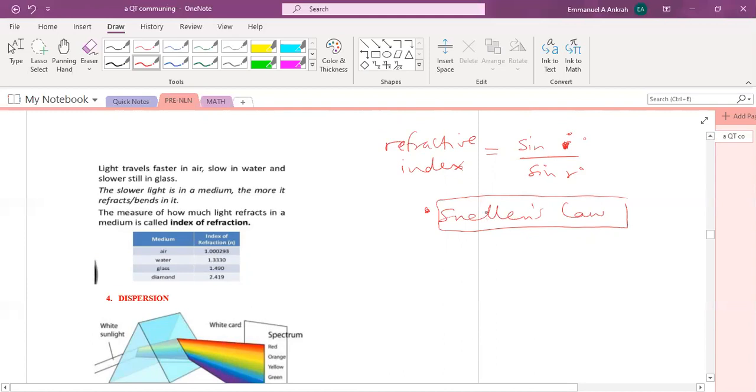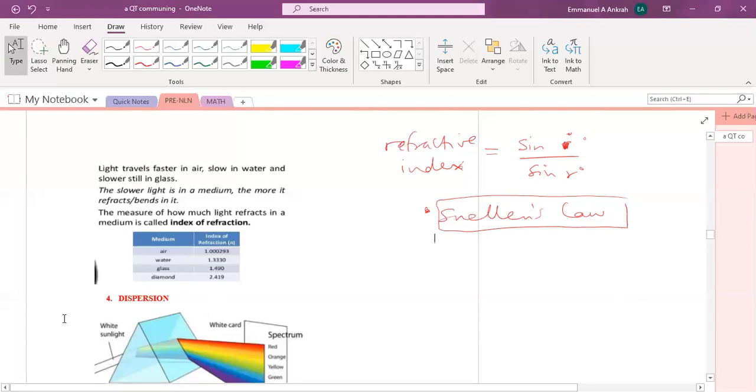So there's a question that asks you, how will you determine the refractive index of a material? Which of the following will you need? They have a ruler, a protractor, and some other things. So which one will you need? In that particular one, you need a protractor, because a protractor is what you're going to use to measure the angles. Okay, you need the angles.